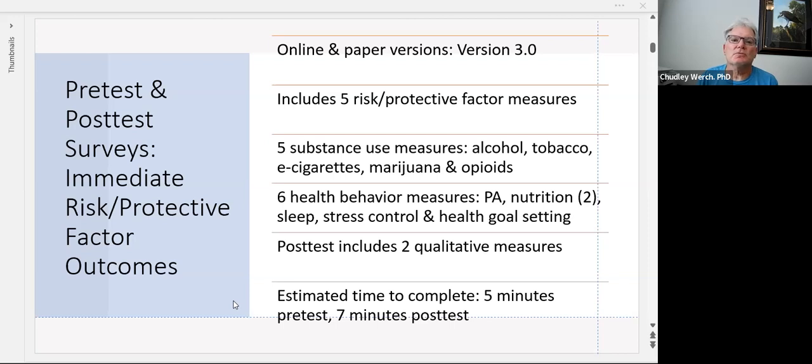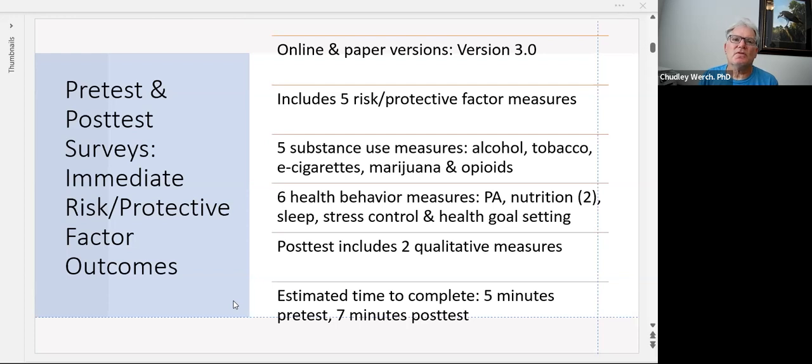And so there's some differences, obviously, between an online and a paper survey. We'll cover that today. The immediate risk and protective factor survey includes 5 risk protective factor measures, 5 substance use measures. So notice that we're measuring multiple substances: alcohol, tobacco, e-cigarettes, marijuana, opioids generally, are the ones that are generally included. And so we're casting a broad net for measuring risk and protective factors associated with multiple substances.